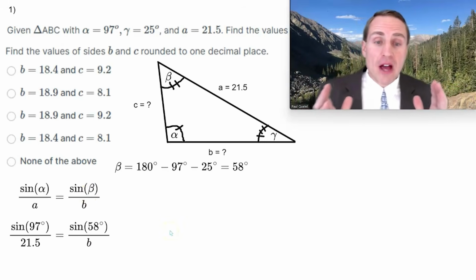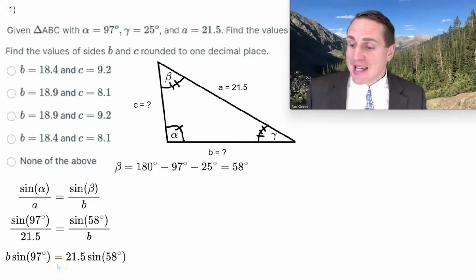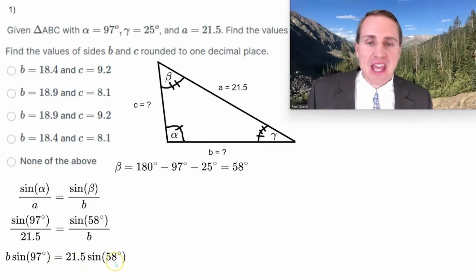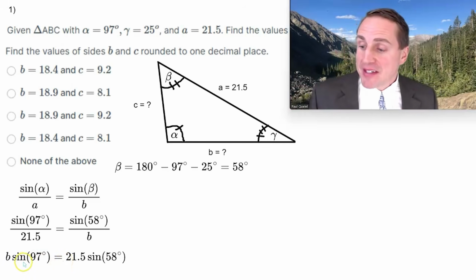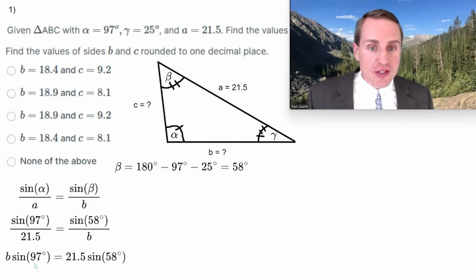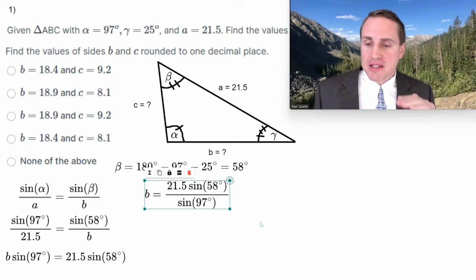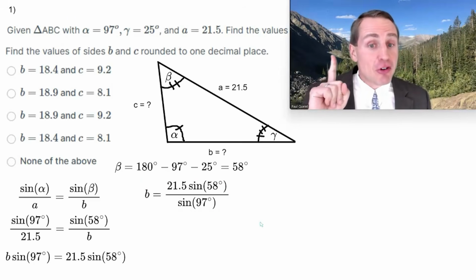Okay, so now that the known values are substituted in, let us cross multiply and then get to solving for B. So if we cross multiply, we get B sine 97 degrees is equal to 21.5 sine 58 degrees. All right, to get side length B, we need to divide by the sine of 97 degrees, which is just a decimal. So let's go ahead and get B solved for. So that's 21.5 sine 58 degrees divided by sine of 97 degrees. We can perform this in the calculator. Be sure to have your calculator in degree mode.